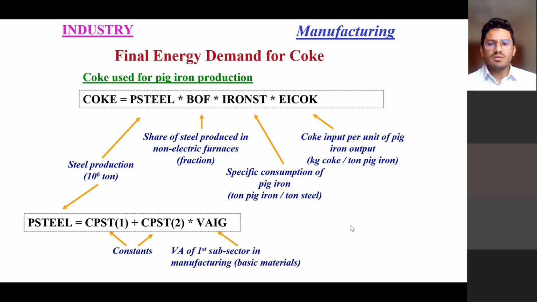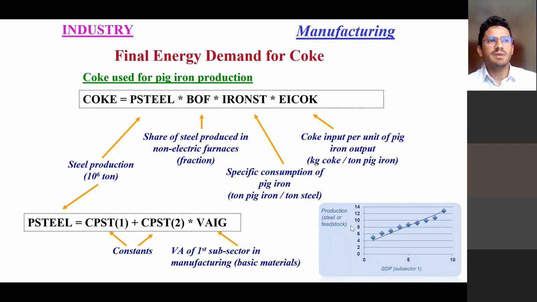And yes, it is a function of a ratio of the production of steel and raw materials in petrochemicals with respect to the GDP of the first sector. Because the first subsector in manufacturing is basic materials. And basic materials includes heavy industry, including steel production. So that's why we generally link the value added of the first subsector in manufacturing, which is basic materials, to the production of steel. To do this, you need to have some time series, some historical data, 3 or 4 years, to establish this correlation between the production of steel and the value added.